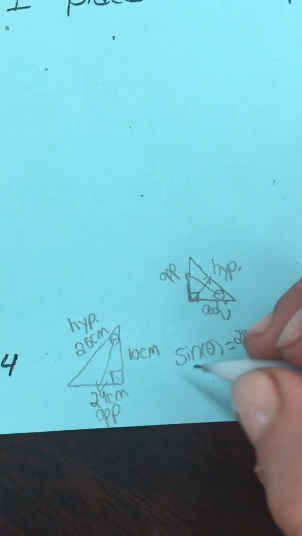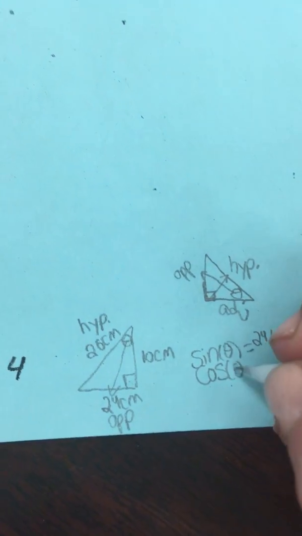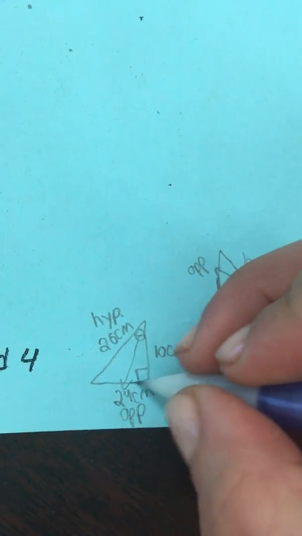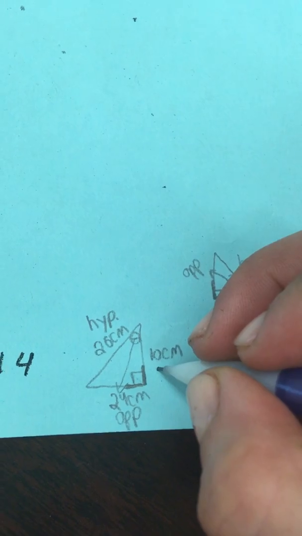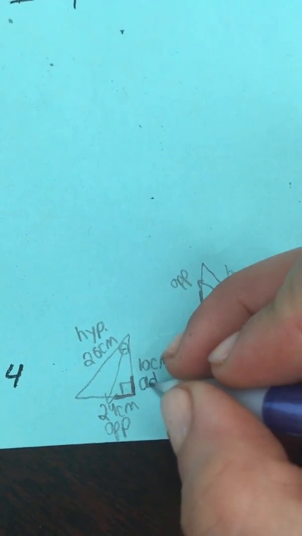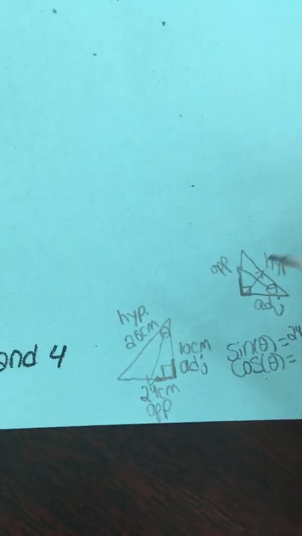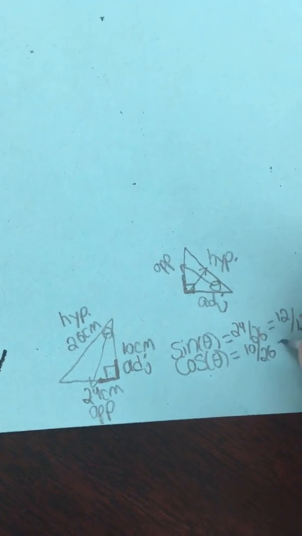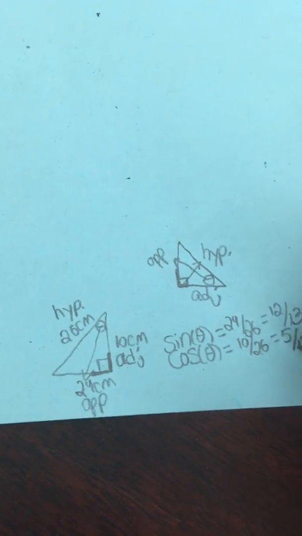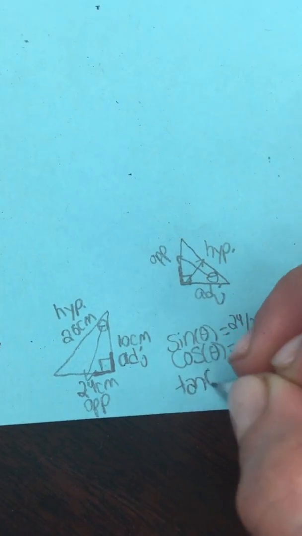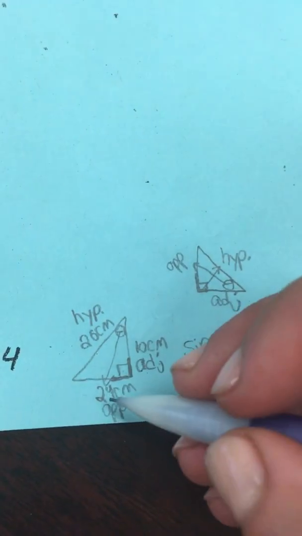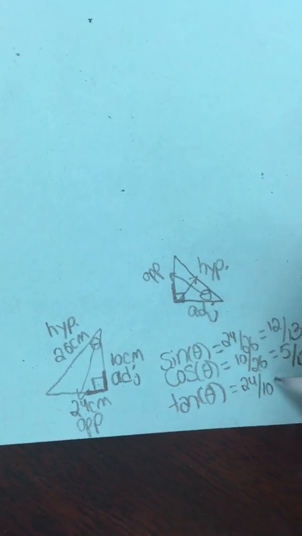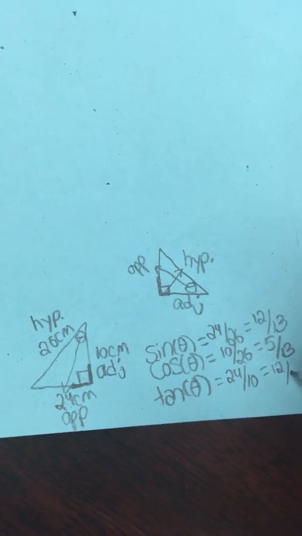If you want the cosine of the angle, it would be the adjacent over the hypotenuse. Adjacent is the one that makes the 90 degrees with the opposite side. So adjacent over hypotenuse would be 10 over 26, which simplifies to 5 over 13. And then the tangent of the angle, TOA, is opposite over adjacent. That would be 24 over 10, which simplifies to 12 over 5.